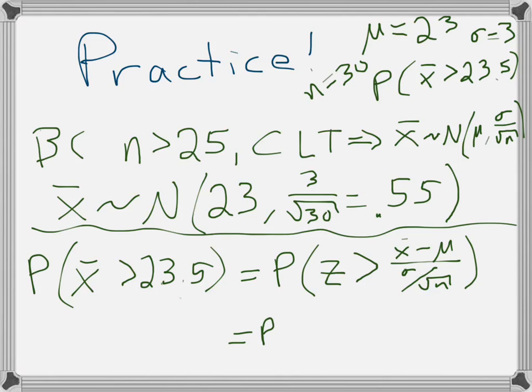So I'm looking for the probability that z is greater than 23.5 minus 23 over 0.55, which is approximately, got to move this over a little bit. So it's the probability, I'm going to erase this middle part, that Z is greater than 0.913.